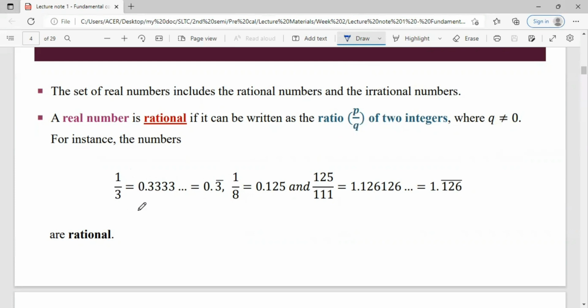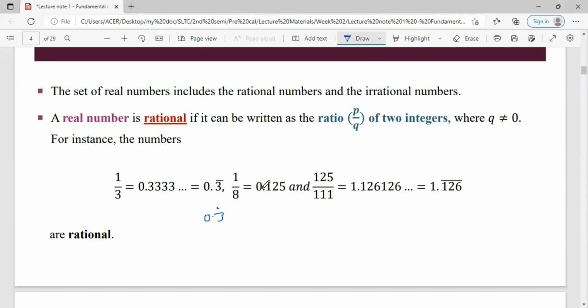So you can see here there are some examples. 1 divided by 3 equals 0.33, and that goes on infinitely many digits. But there is a pattern here, right? Always 3, continuously going on. So we can write this as 0.3 bar, or sometimes we put a dot over it. This means it continuously goes on, right? The other one is 1 divided by 8.